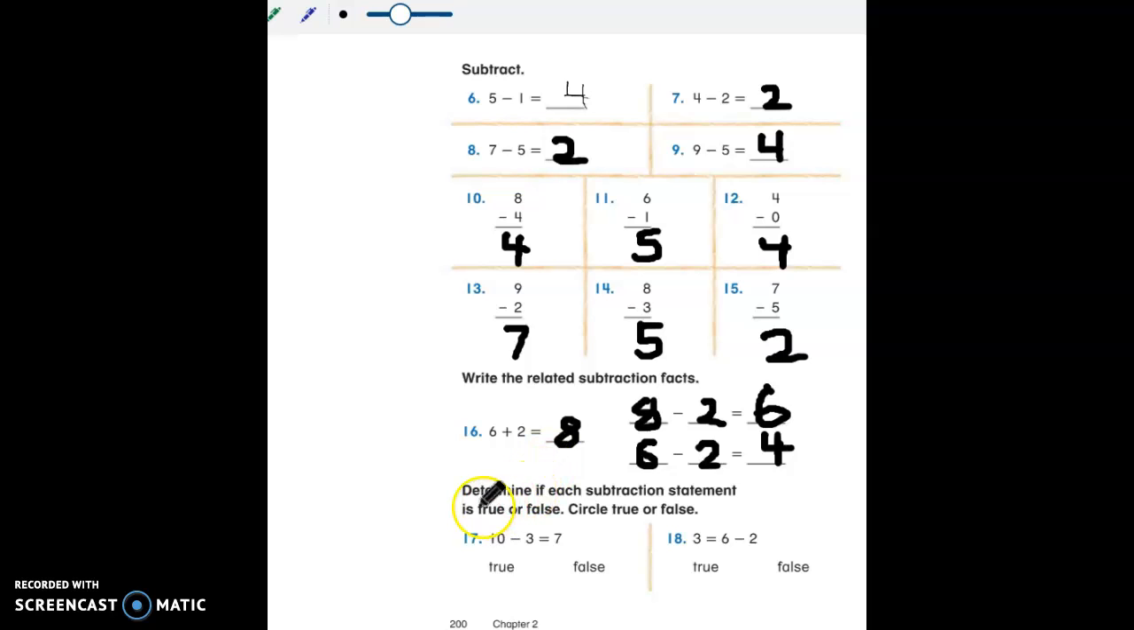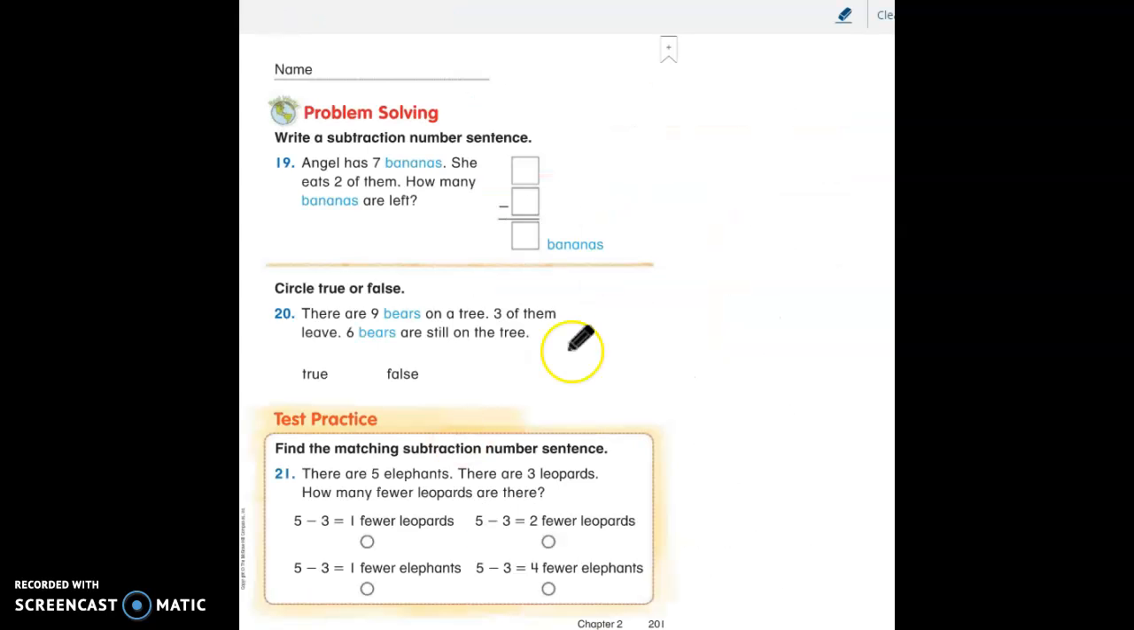Let's go to the true and false down below. 17, 10 take away 3 equals 7. And that is true. And number 18 says 3 is equal to 6 minus 2. And that is definitely a false one. All right. We're now going to go over to problem solving on the next page.